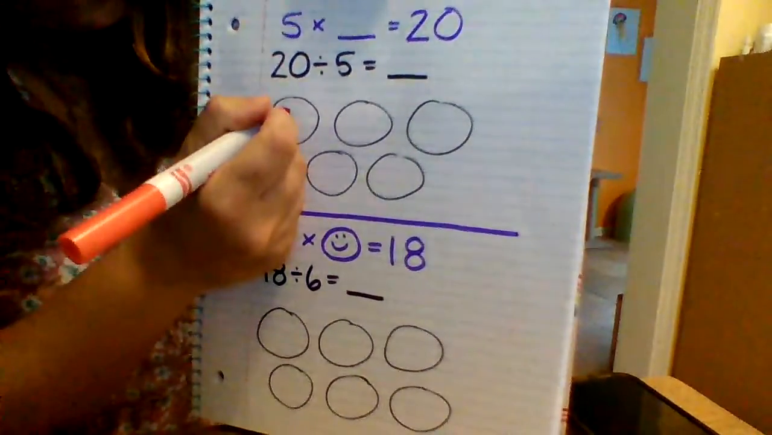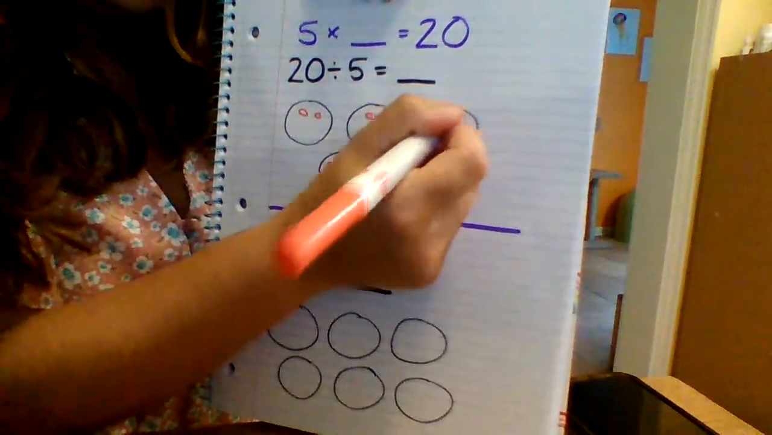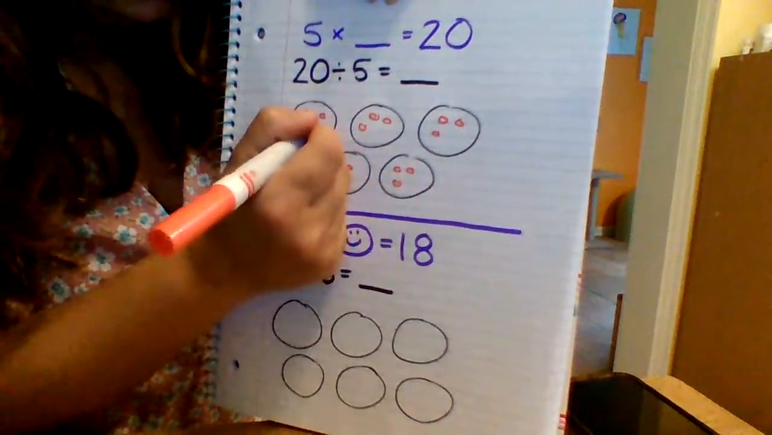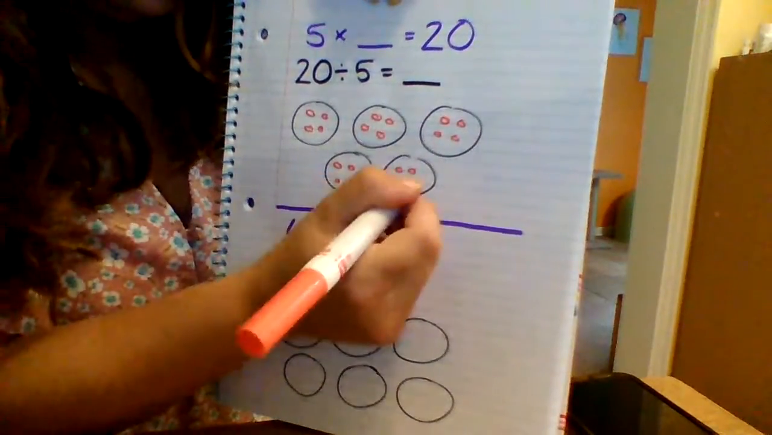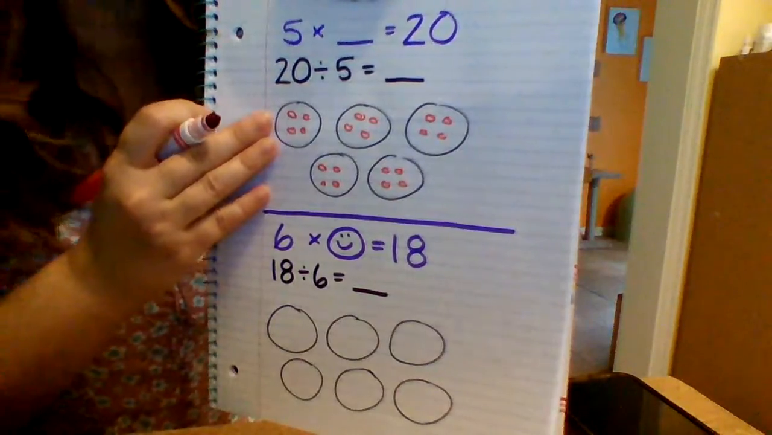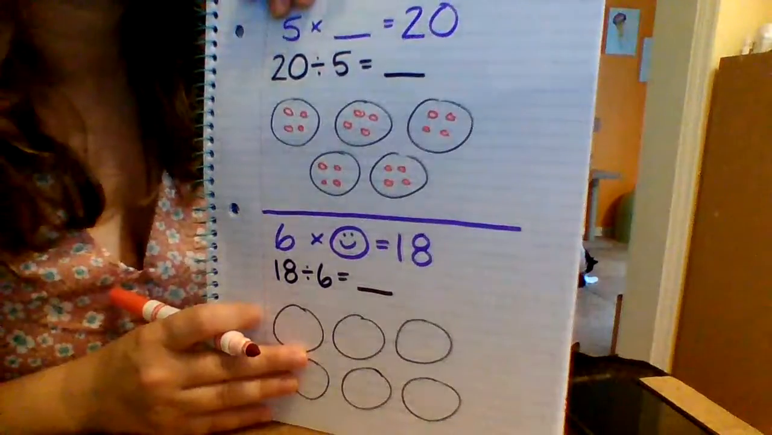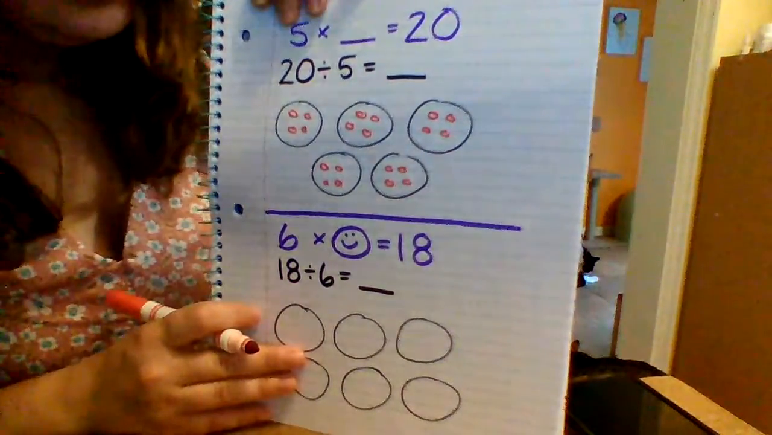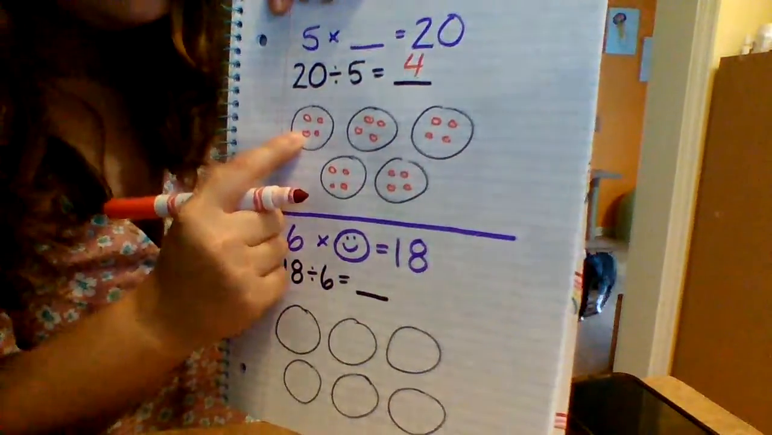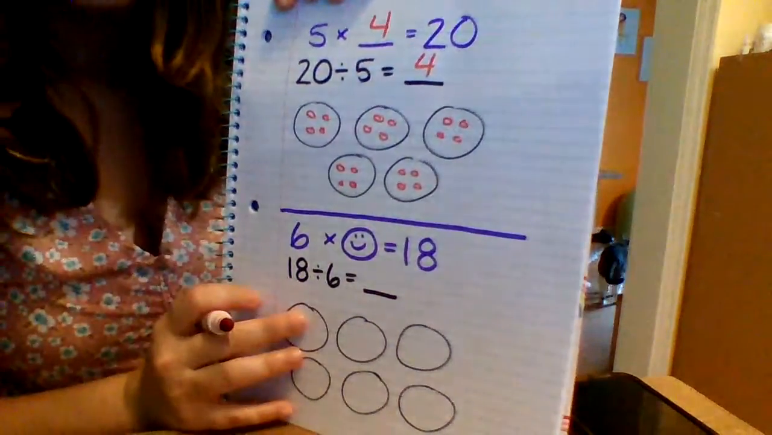So we have 1, 2, 3, 4, 5, 6, 7, 8, 9, 10, 11, 12, 13, 14, 15, 16, 17, 18, 19, 20, right? I timed myself in class doing this before. It's 43 seconds of your life for a bigger problem, I think. It's worth it to get the correct answer, isn't it? So now we know 20 divided by 5 equals 4 counters in each group. So we know 5 groups of 4, or 5 times 4 equals 20. And now we know the missing number.